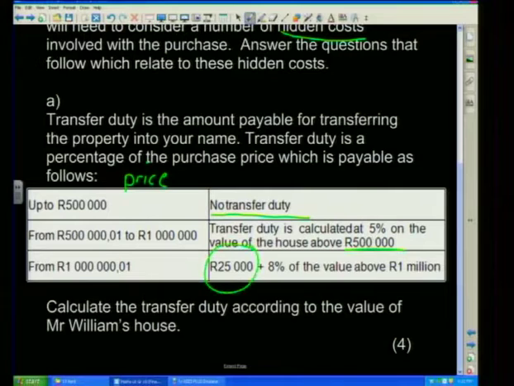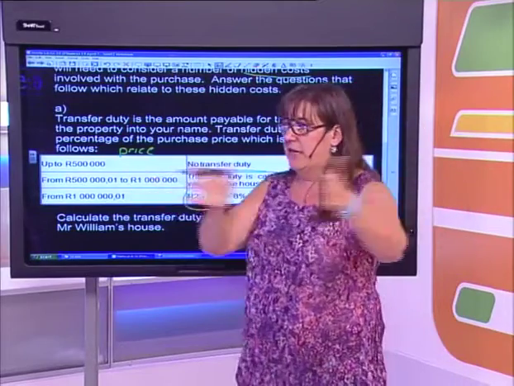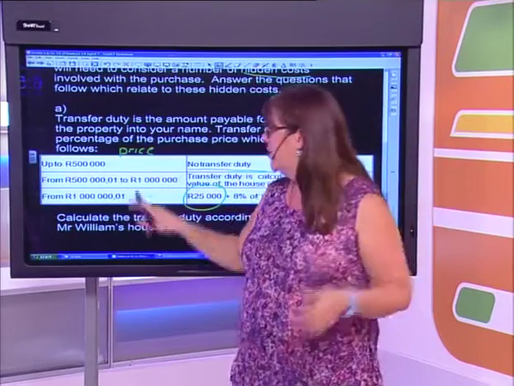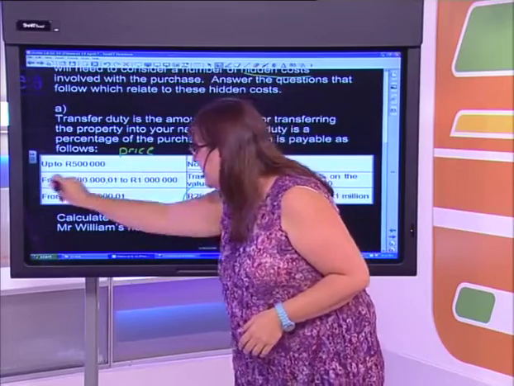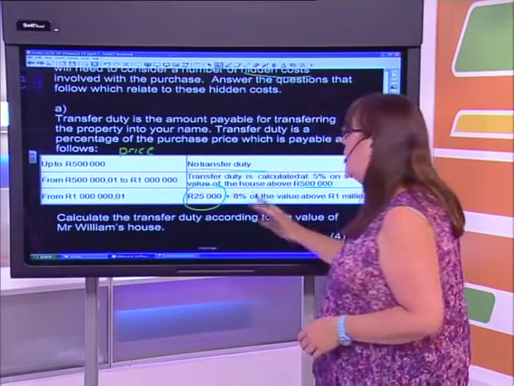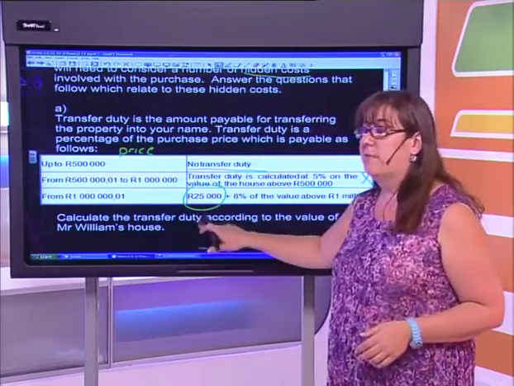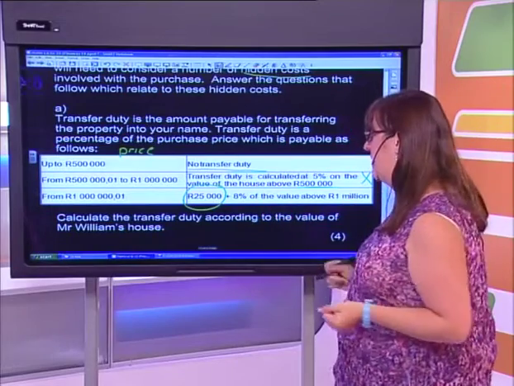Now this 25,000 Rand, if you actually had to sit and calculate it, works out as 5% of 500,000. Because between 500,000 and 1 million, we've got 500,000 Rand. So it's basically this entire block here that would be 25,000, and that's where that comes from. And then over 1 million, you pay 8%.